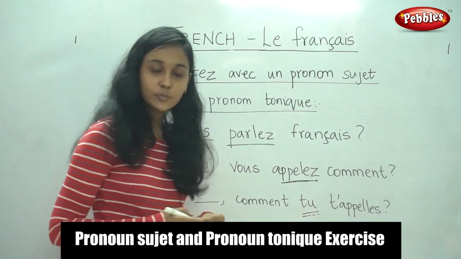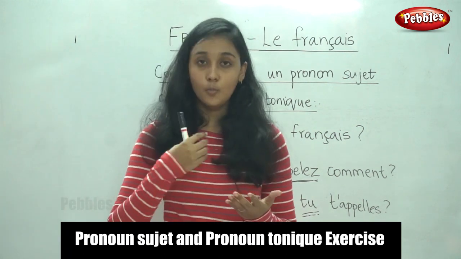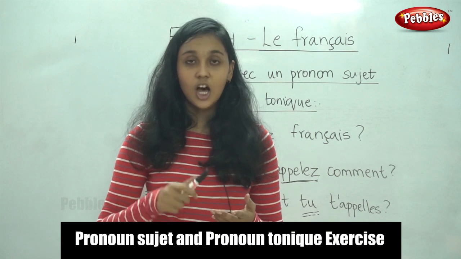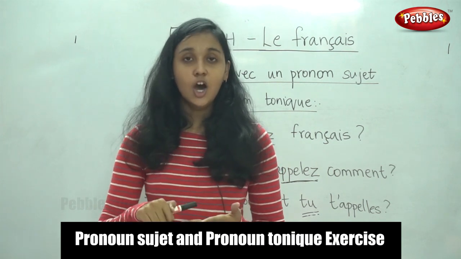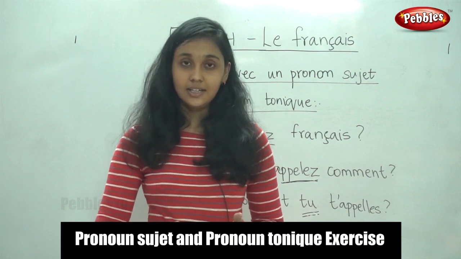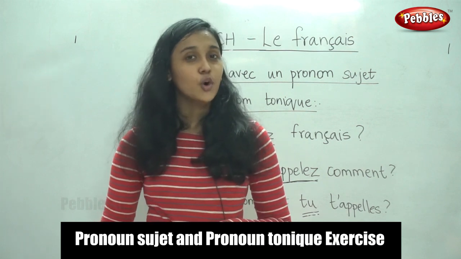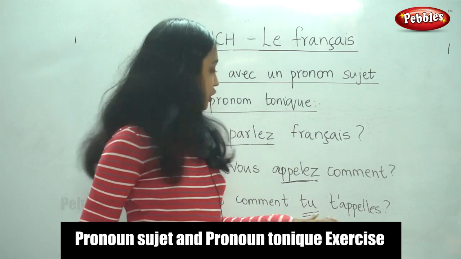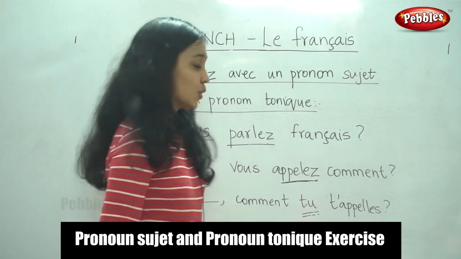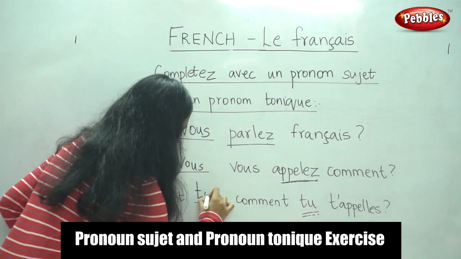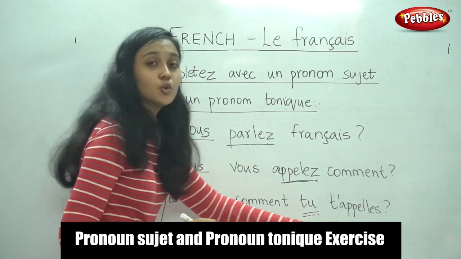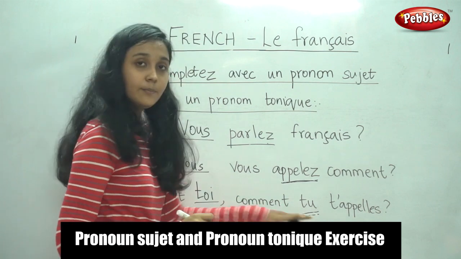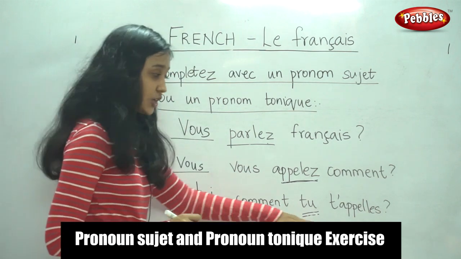So, say it along with me again. The pronom tonique, it is moi, toi, lui, elle, nous, vous, and elles. So, what was the pronom tonique for tu? It was toi. So, et toi. And you, what do you call yourself? Or what is your name? And you, what is your name?